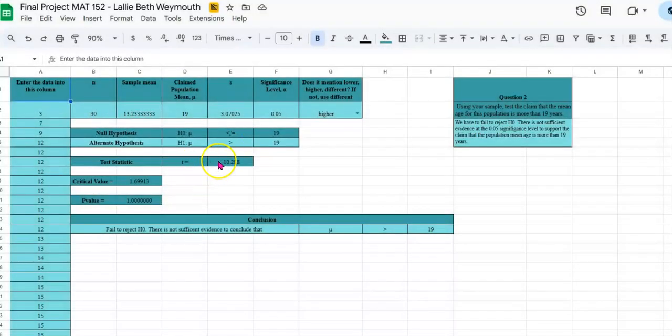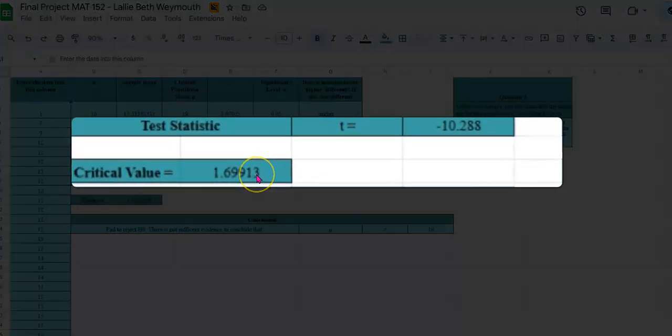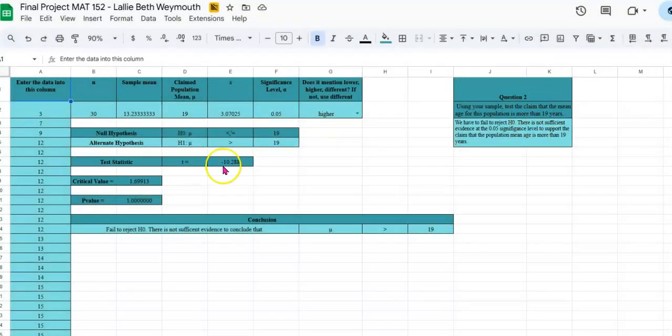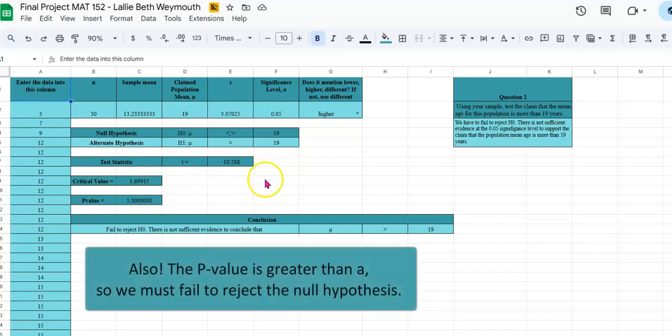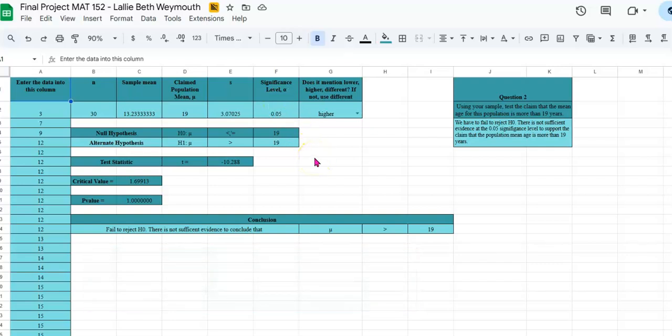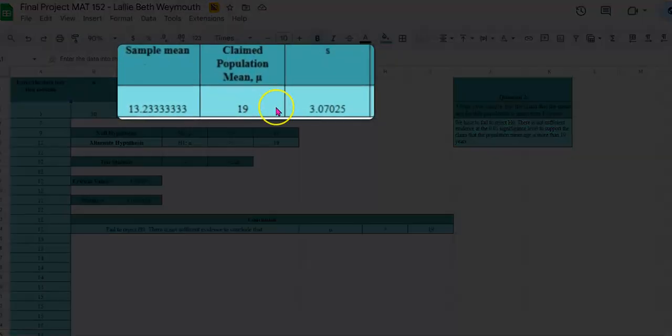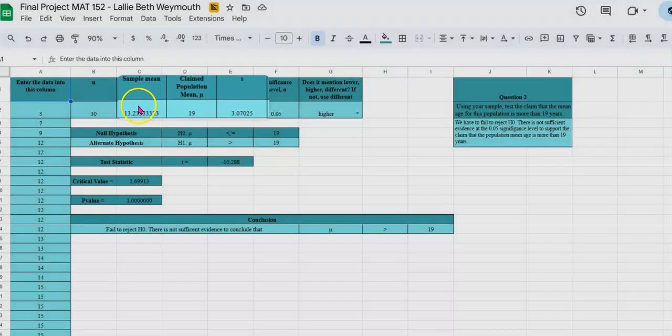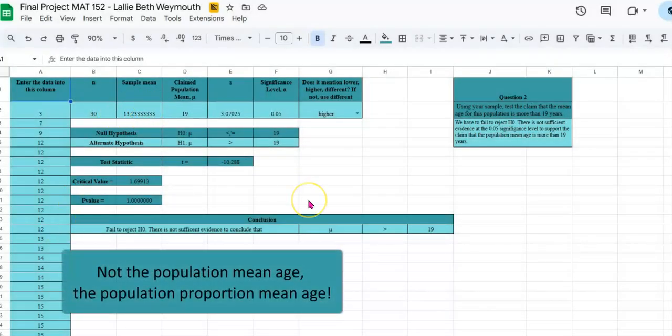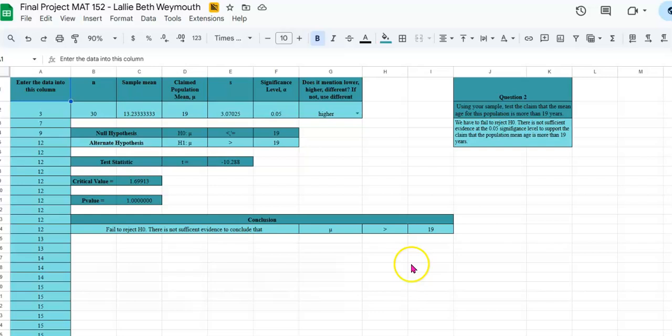However, our test statistic falls very heavily below the critical value. We are using a right-tailed test because this is more than. Our test statistic falls far below our critical value, so we fail to reject the null hypothesis. There's not sufficient evidence to support, at the 0.05 significance level, that the population mean age is more than 19 years. We've actually found that the population mean age is 13.3. So there's not enough evidence to support this conclusion.